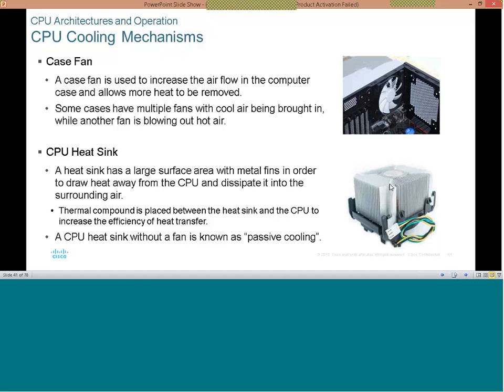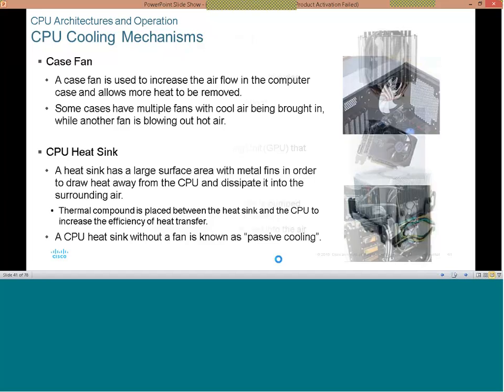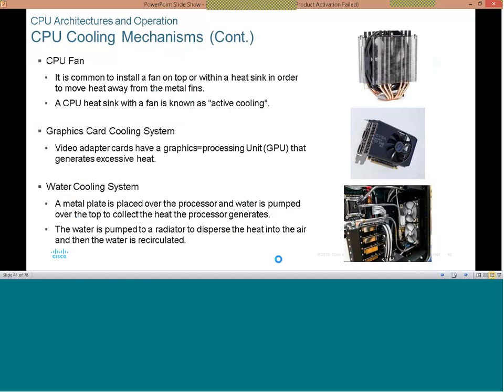the fan is known as passive cooling. So when you have a CPU heatsink and there's no fan connected to it, then it's actually passive cooling. Not all systems have a fan on the CPU heatsink.